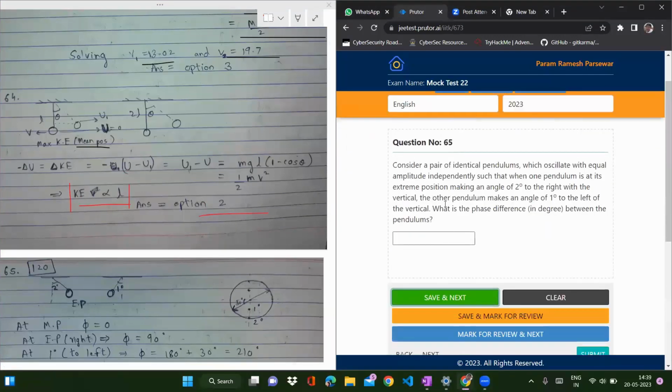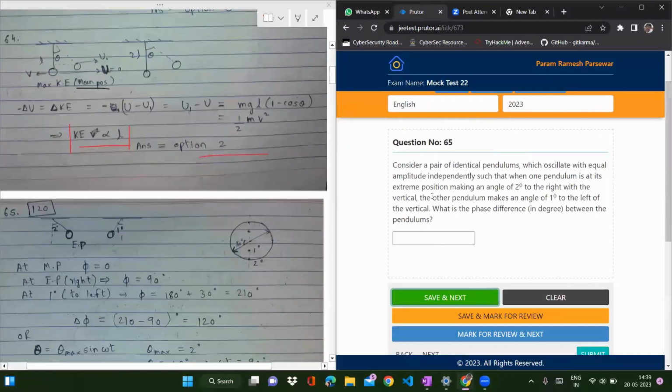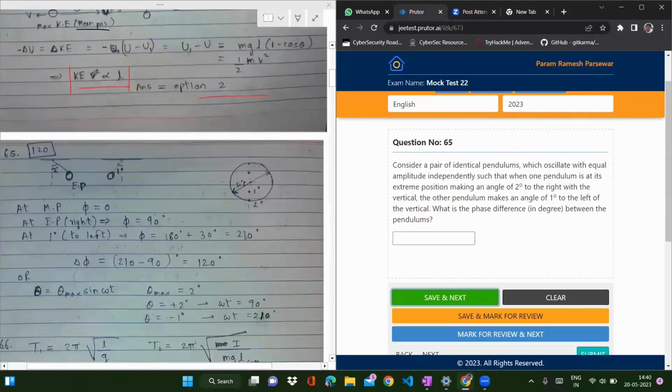Now we have the fifth question here. Consider a pair of identical pendulums which oscillate with equal amplitude independently, such that when one pendulum is at its extreme position making an angle 2 degrees to the right with the vertical, the other pendulum makes an angle 1 degree to the left of the vertical. What is the phase difference in degrees between the pendulums?